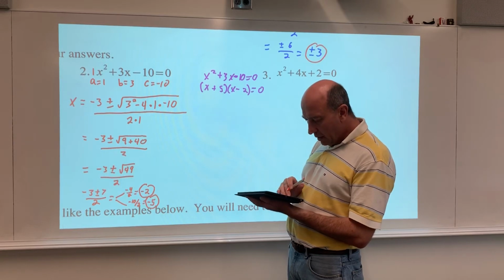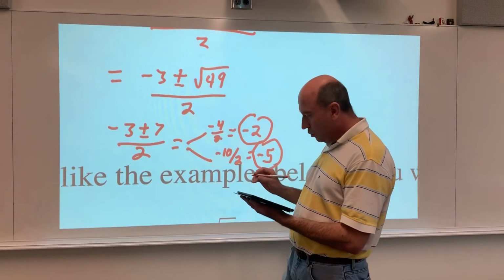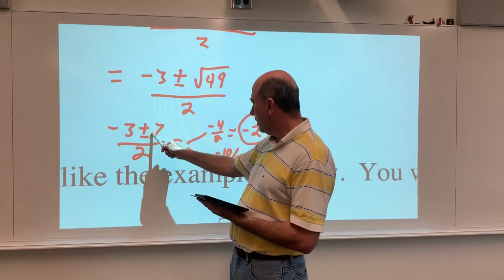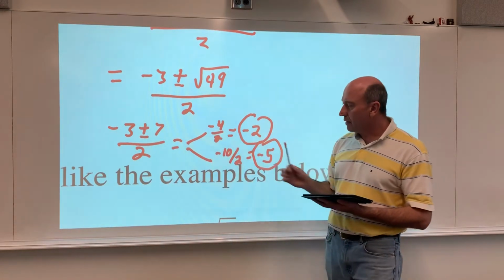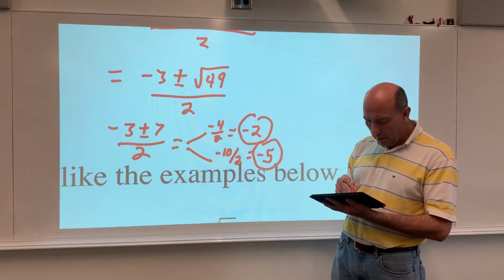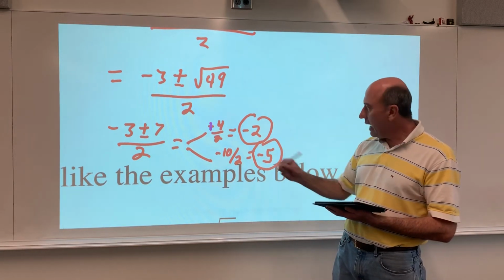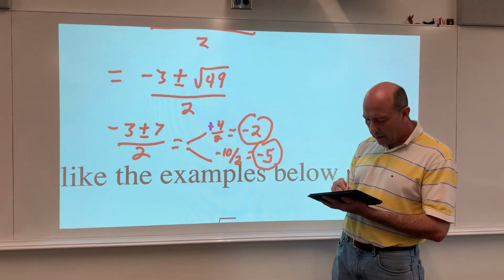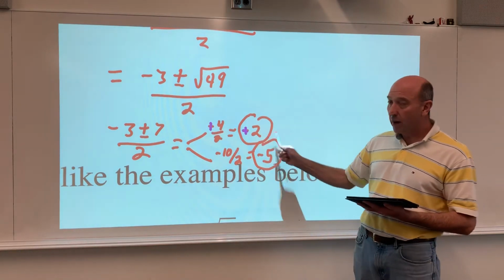Did I make a mistake? What's negative 3 plus 7? Is it positive 4 or negative 4? Negative 3 plus 7 is positive 4. Positive 4 divided by 2 is positive 2. I made a mistake right at the end.